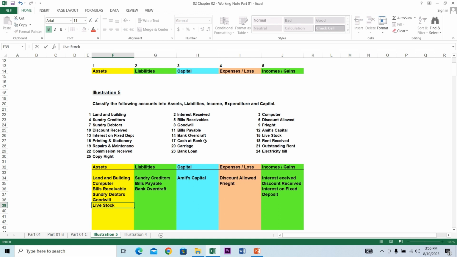Stocks or livestock, whatever it is. Then printing and stationery is an expenditure. Printing and stationery is an expenditure. Printing and stationery हो गया. Sorry, printing and stationery is the 16th point. Then 17th point, cash at bank. Cash at bank is an asset.